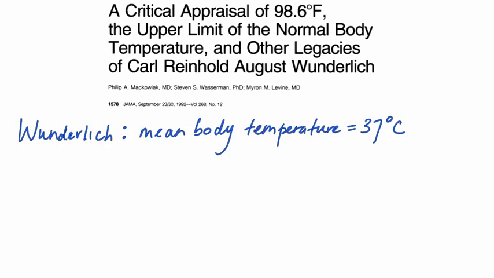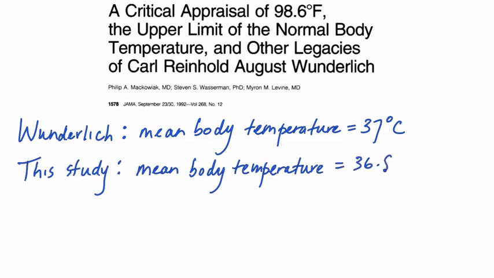The researchers in this article took measurements on 148 healthy men and women, and they found an average mean body temperature of 36.8 degrees Celsius. That's a little less than Wunderlich's 37 degrees. Is it a significant difference? Did Wunderlich's result need to be updated? In other words, if Wunderlich was right and his result still held when this modern study was carried out, how likely is it to get differences as large or larger than 0.2 of a degree?